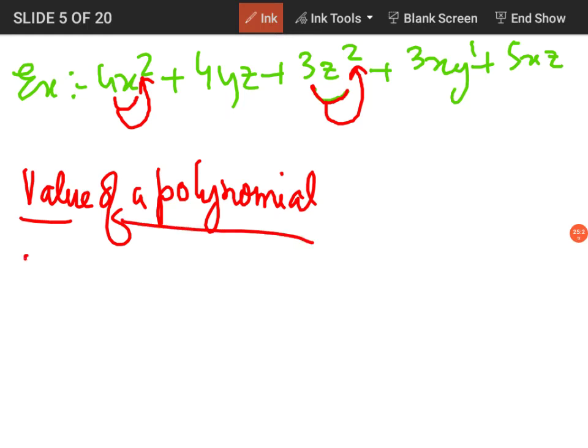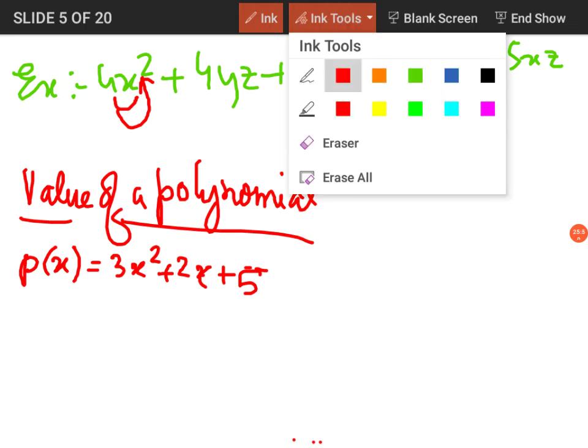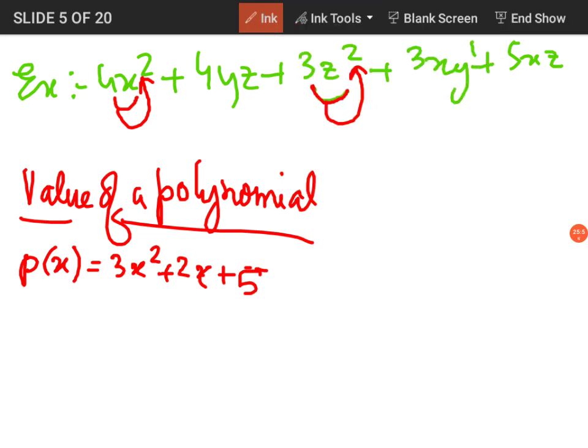Okay, value of a polynomial, say p of x again is the polynomial. So how to get the value of a polynomial? This is pretty simple. Say this polynomial is defined as 3x squared plus 2x plus 5. Okay, like this. So how to get any value of a polynomial? You just have to replace the x with any number of your wish. For example, I want to find the value of this polynomial for x at 1. So p of 1, we have to replace x with 1.